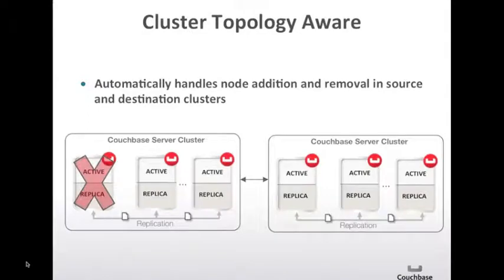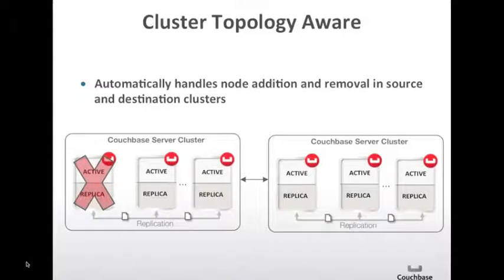Another important thing about XDCR in Couchbase Server is that it's cluster topology aware. What that means is you can add more servers, you can remove some servers from either cluster, or you can have an arbitrary number of servers on both clusters. It's topology aware because XDCR has the same vBucket map, which is the partition map. It knows exactly which data is on which node, and which node has what buckets. So it has all this cluster map information.